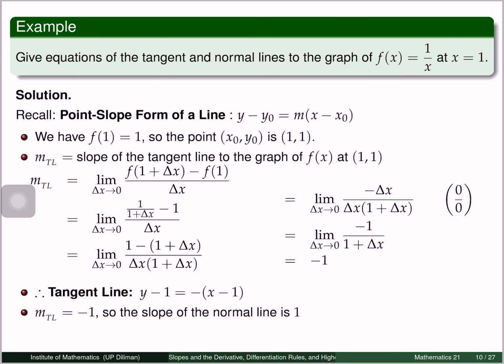So again, ano nga ulit yung relationship ng slopes ng perpendicular lines? So ang tawag natin negative reciprocal. So dito, since the slope of the tangent line is negative 1, yung slope ng normal line should be negative 1 over yung slope ng tangent line, which is negative 1 din. So ang slope ng normal line is equal to 1. So the equation of the normal line should be y minus 1 equal to x minus 1.